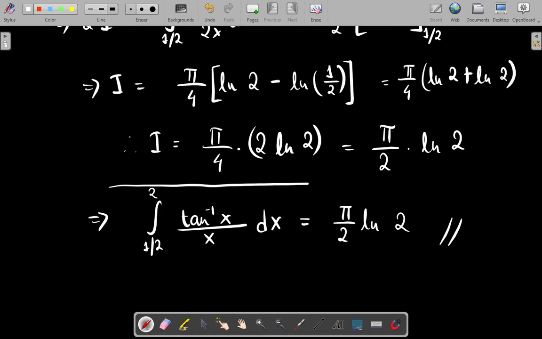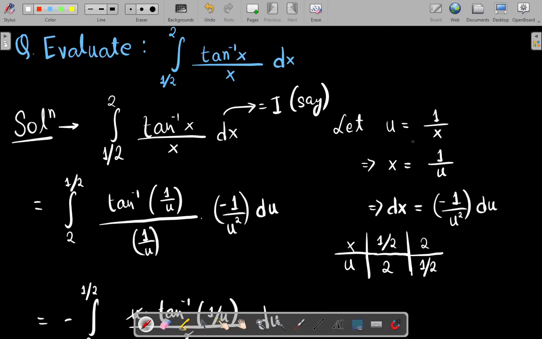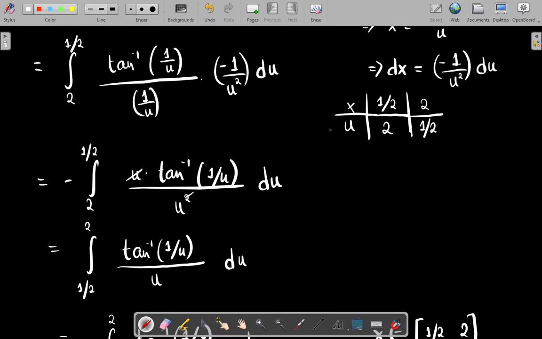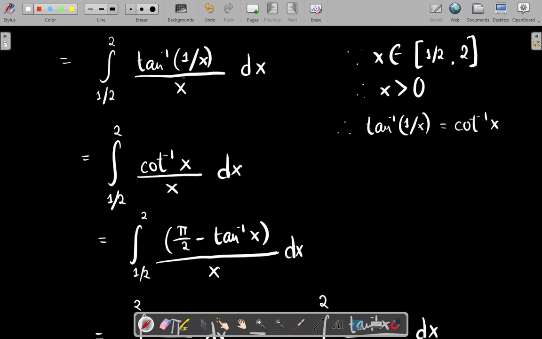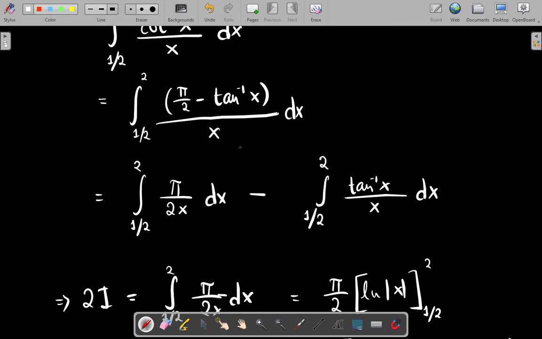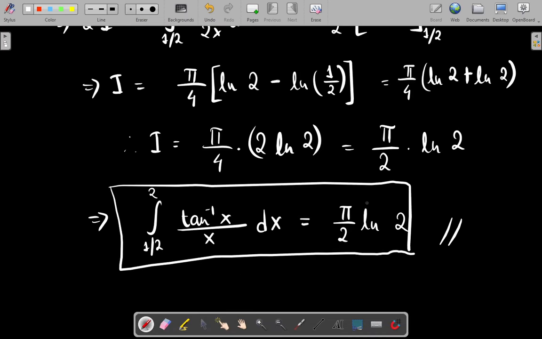This was not a very difficult question, you just need to do the correct substitution. Here I used the substitution u equal to 1 by x and changed the limits, and the rest I did with inverse trigonometric substitution. In place of tan inverse 1 by x, I used cot inverse x first, and then I replaced this with pi by 2 minus tan inverse x. These are the two substitutions that I used here, and then you get the answer. This was not that lengthy. So this is the required answer.